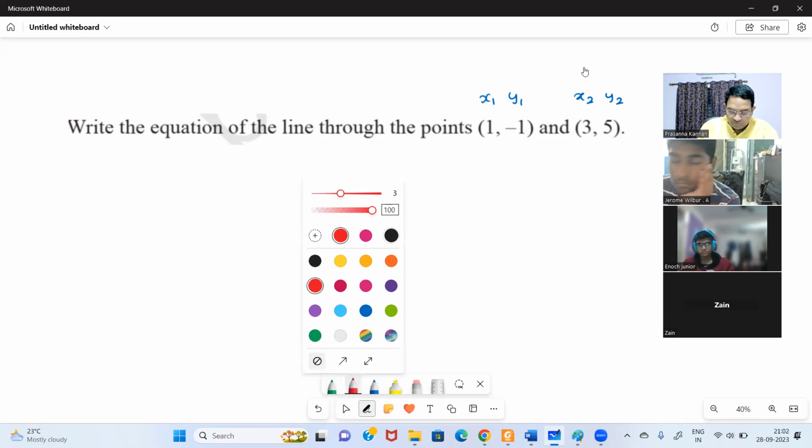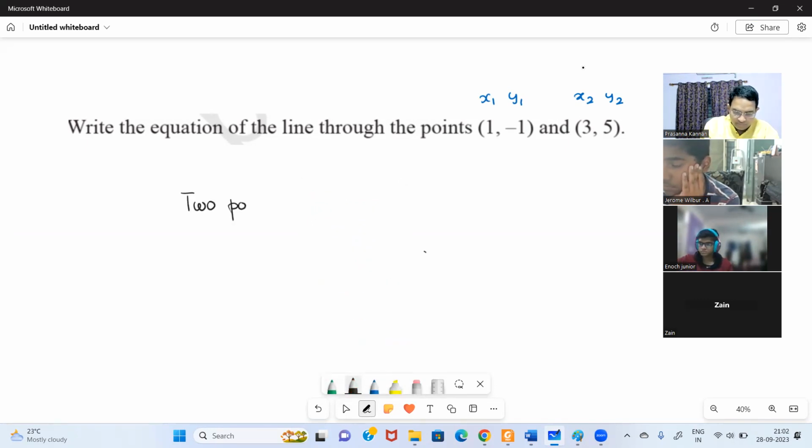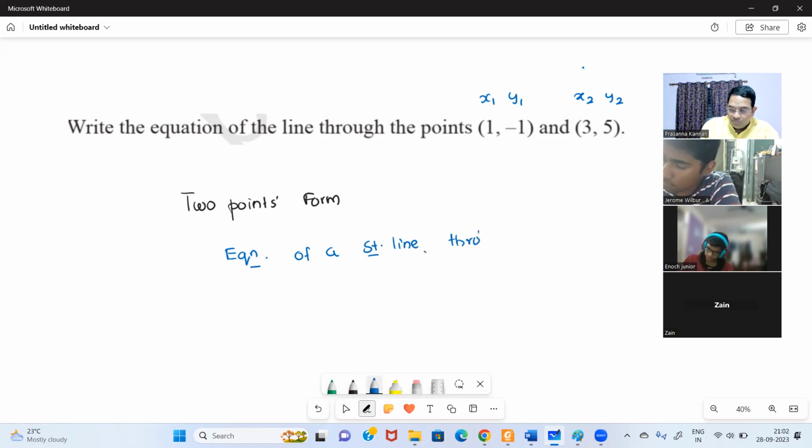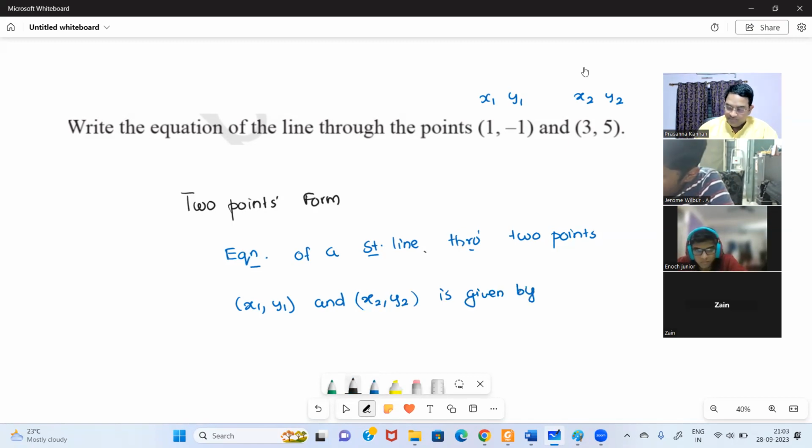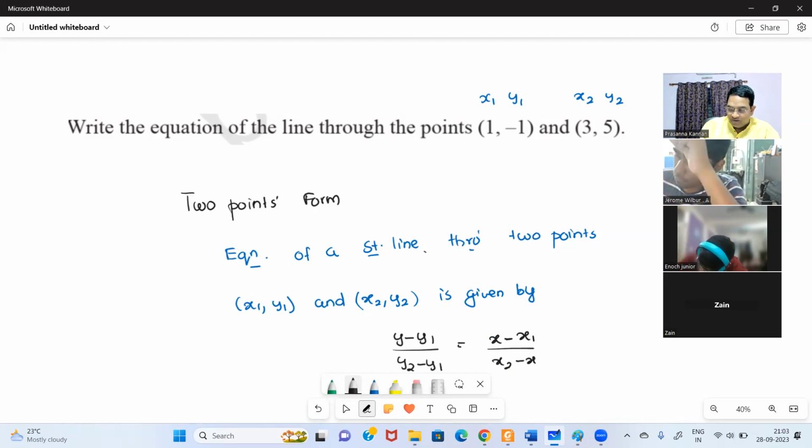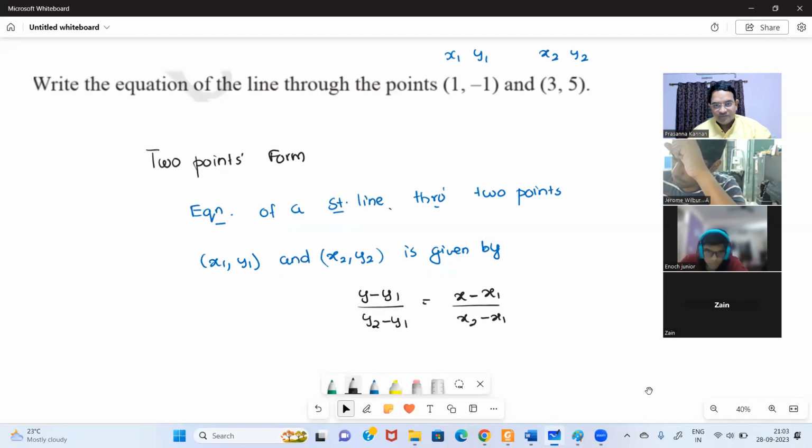Two-point form. The equation of a straight line passing through 2 points x1 comma y1 and x2 comma y2 is given by y minus y1 divided by y2 minus y1 is equal to x minus x1 divided by x2 minus x1. Is that clear, students?